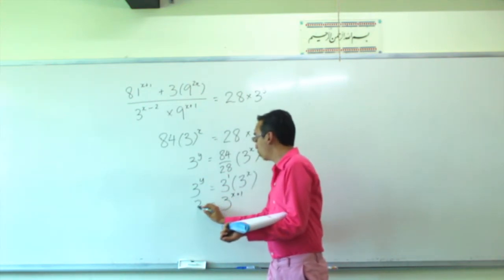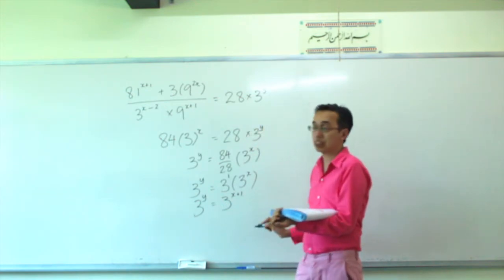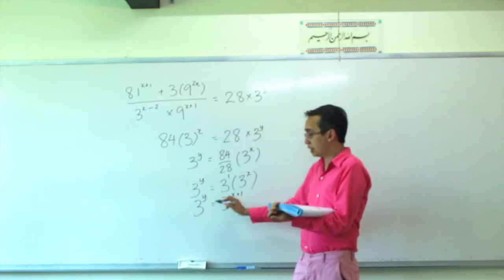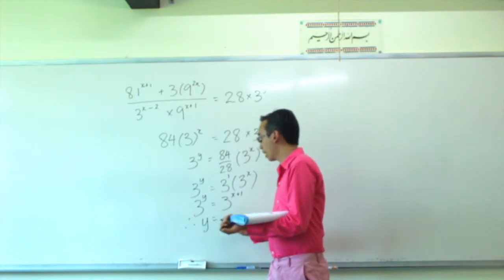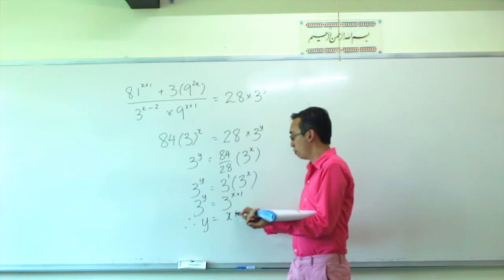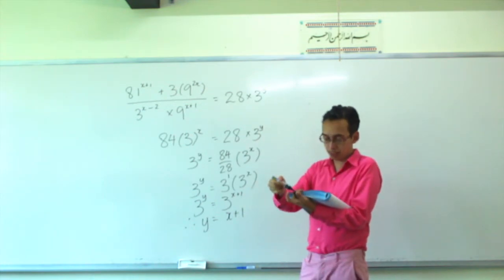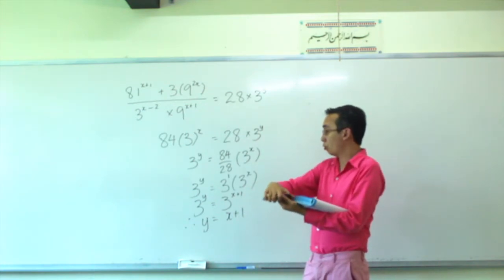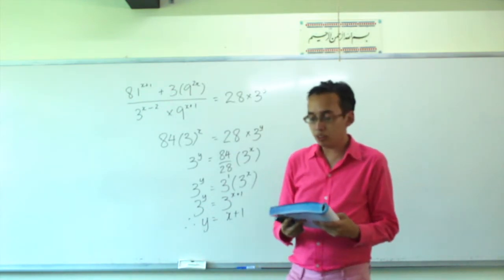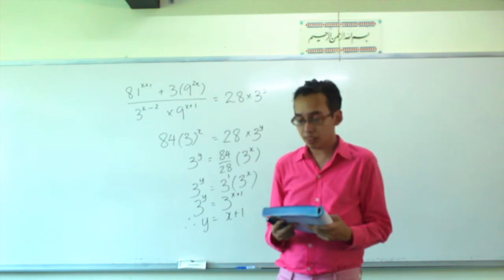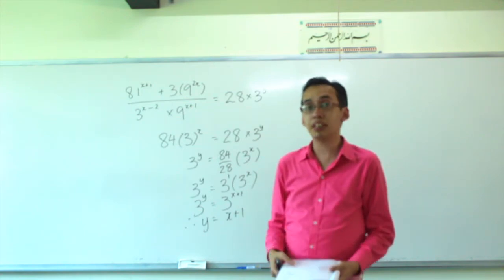So if 3 to the power of y is 3 to the power of x plus 1, the base is the same, therefore the indices must be the same. Therefore y is x plus 1. And we have proven, hence y is x plus 1. Right? So why don't you give a try for try 10? And we'll continue with example 11 after this.